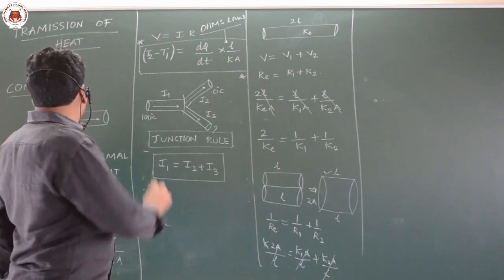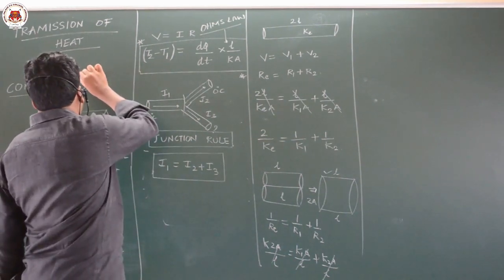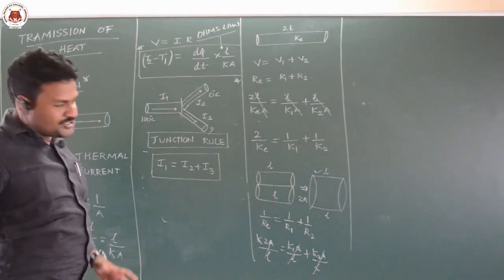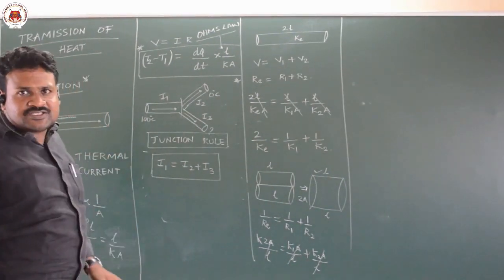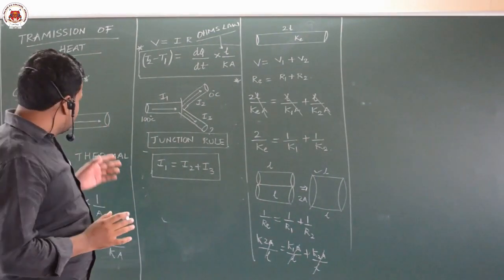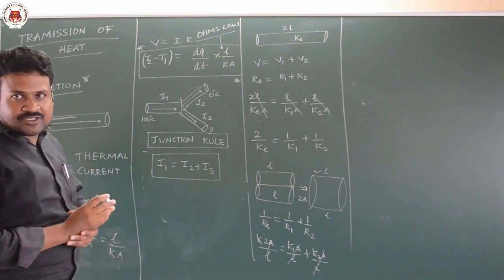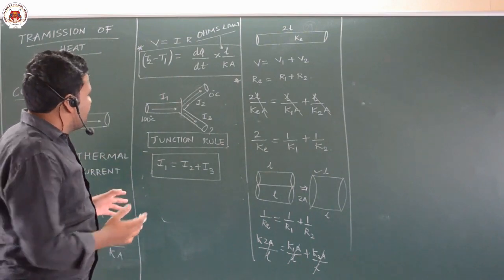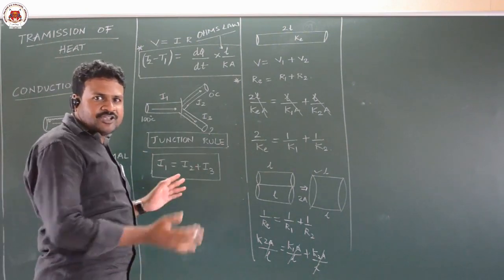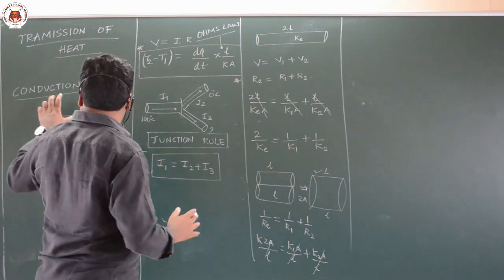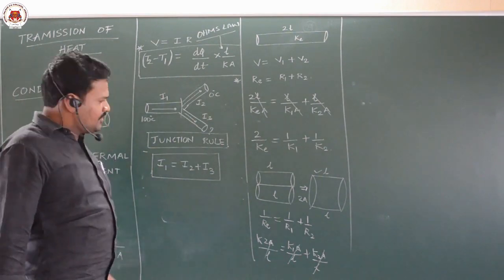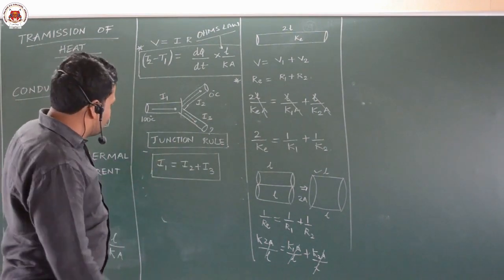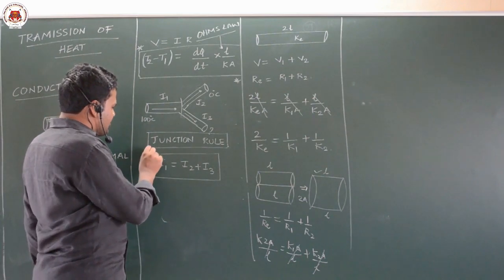In this chapter, the conduction part is most important for competitive exams. Mostly the problematic part is the conduction part. So wherever confusion lies, there your competitive exam question lies. Here they can ask rods connected in series, rods connected in parallel, like that, in case of conduction. So whatever may be the type of question, you can solve it by using your current electricity knowledge.